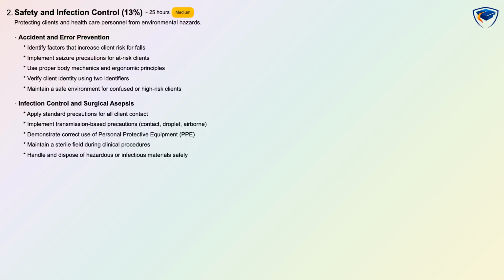Safety and infection control is 13%, medium difficulty, with about 25 hours of study and scenario-based items. Expect to learn accident and error prevention such as fall risk factors, seizure precautions, body mechanics, identifier verification, and maintaining a safe environment for confused or high-risk clients.